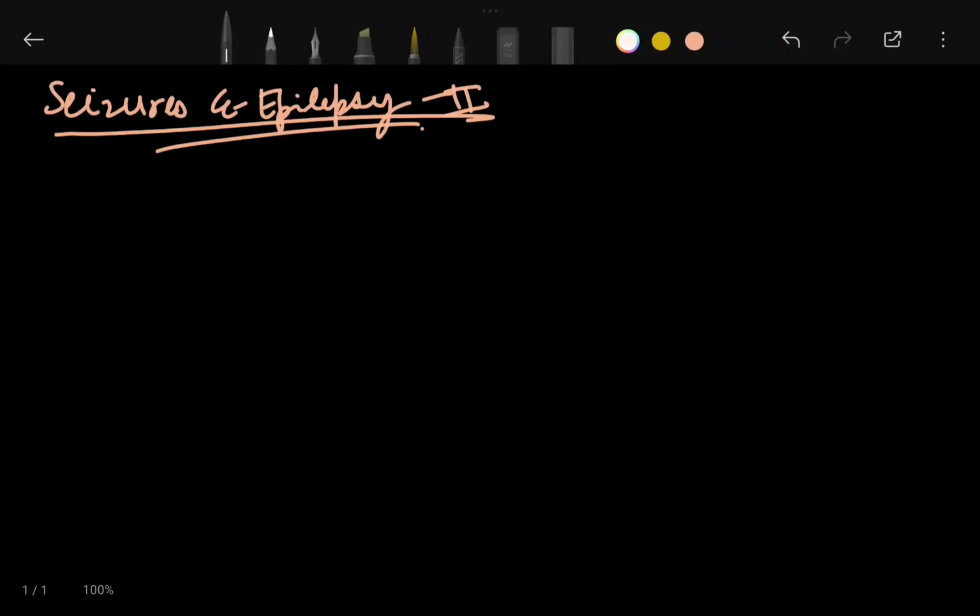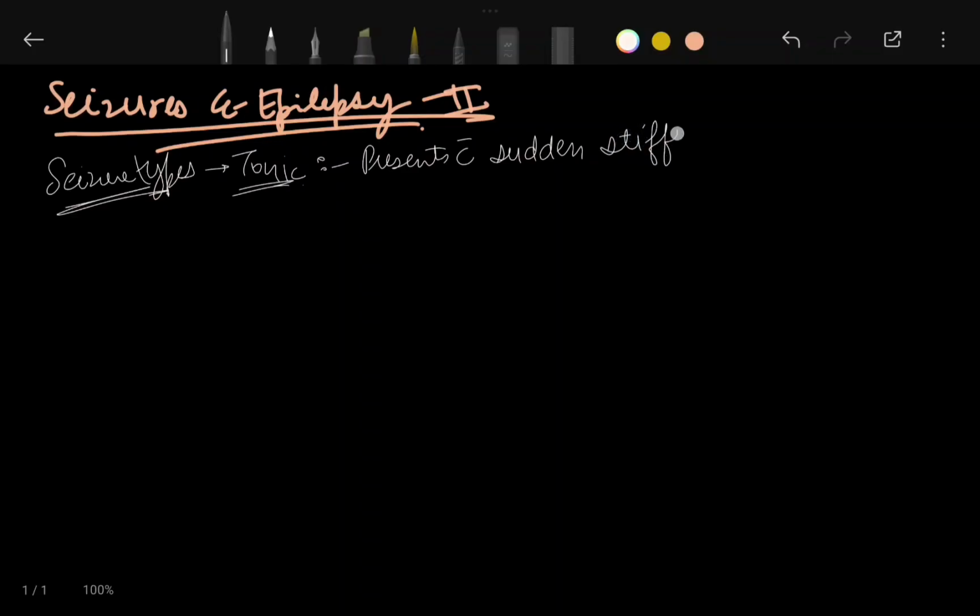And what are the types of seizures? In seizure types, we have first of all tonic seizures. It presents with sudden stiffening of muscles, and the person falls backwards. Okay, as we remember from the mnemonic TB.